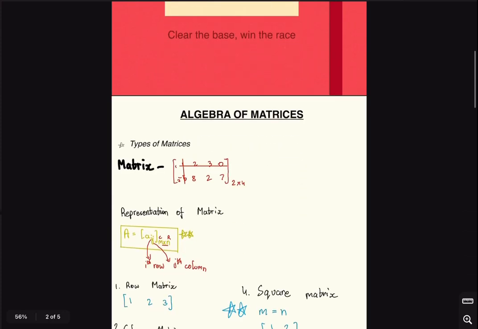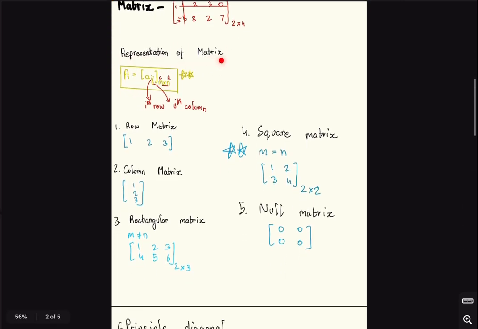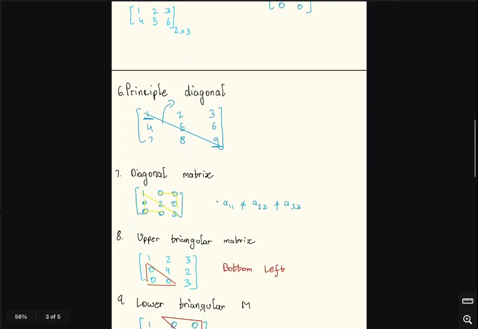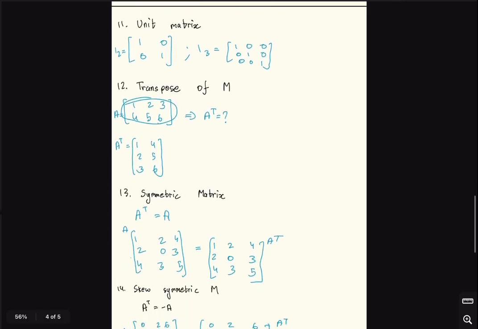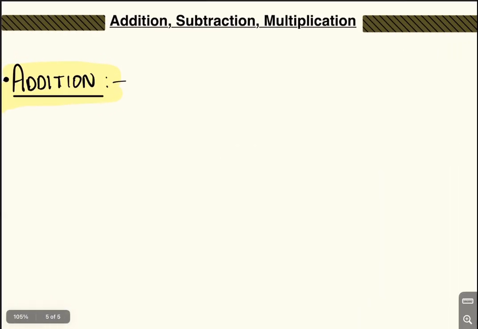So in the last class, we had seen the types of matrices. What is a matrix, representation of a matrix, and all the types of matrices. You can see the previous video for more information. In today's video, we are going to see how to add, subtract and multiply the matrices. So let's see the first topic, addition.